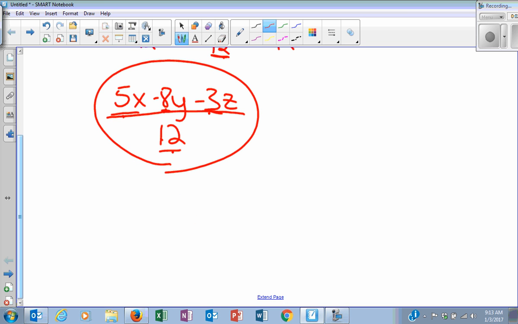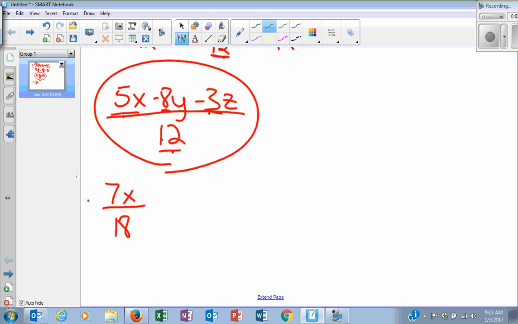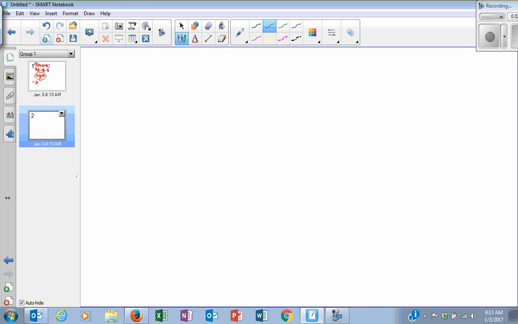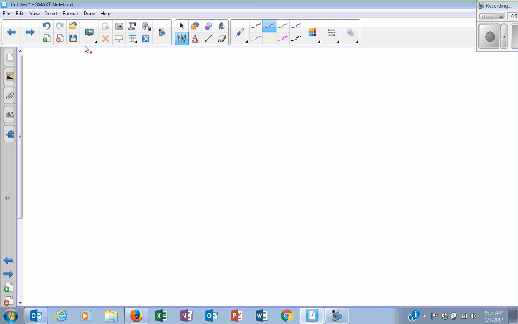If you want to go ahead and try C, you should finally get an answer of 7x over 18. You should try that on your own. Take a couple minutes, and I can also go over that if you have questions in class, after you try it on your own. Alright? So the next set of problems, we are going to be moving to page 608.